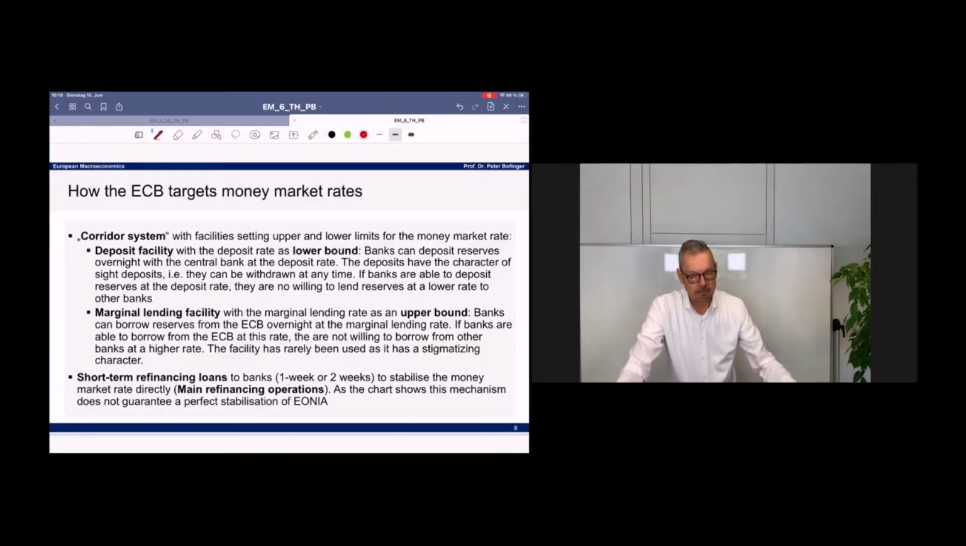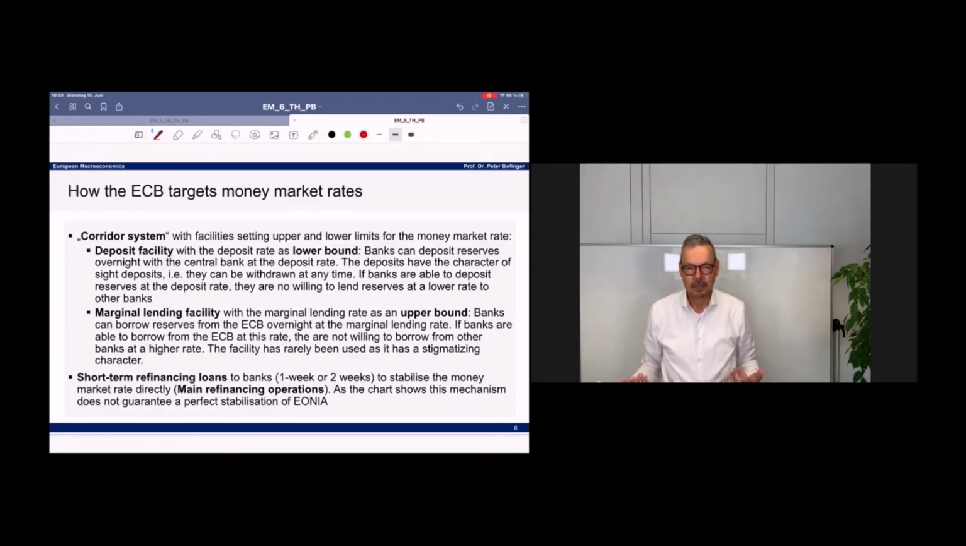So banks can borrow just for one night, and if they have borrowed money from the lending facility, they can repay it at their discretion at any time. So one would say, well, this is nice and symmetric, but in reality, the marginal lending facility does not play a major role. It has a kind of stigmatizing effect.